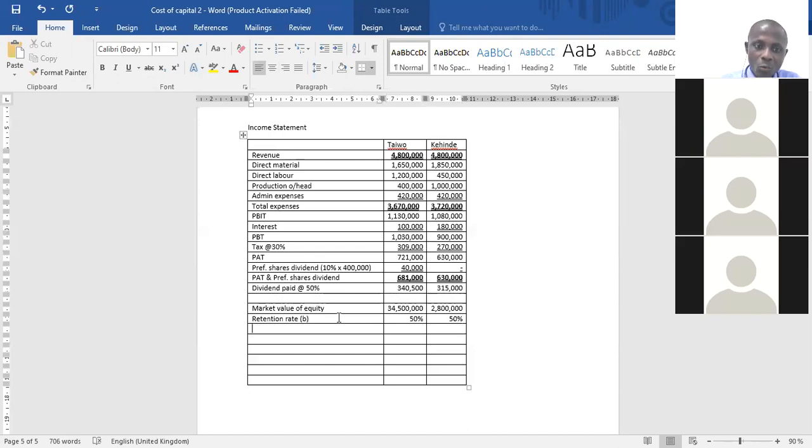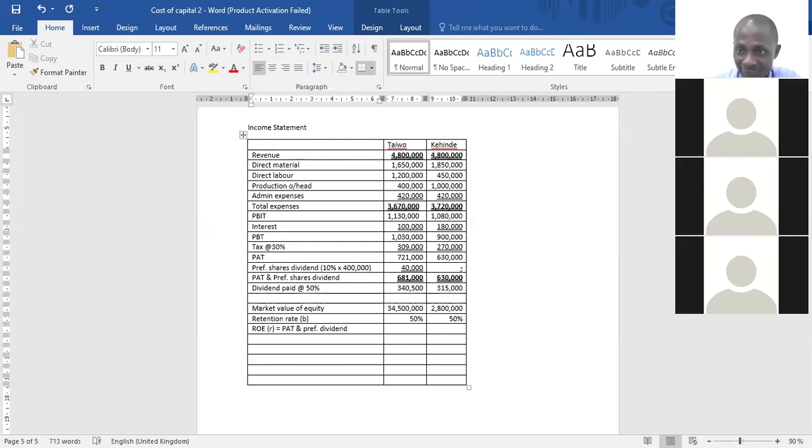And what is our return on equity? Return on equity, which is represented by R. So how do we compute our R? Our R is profit after tax and preference share dividend. That's according to this question here, because we are having preference share dividend. That's why I'm using profit after tax and preference share dividend.